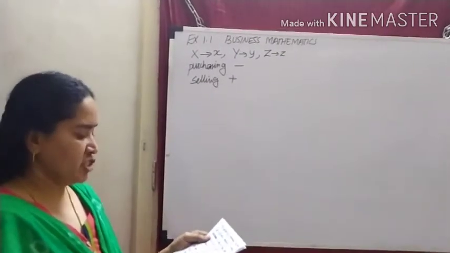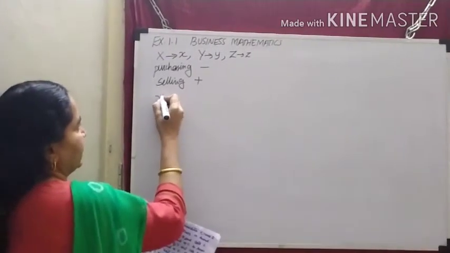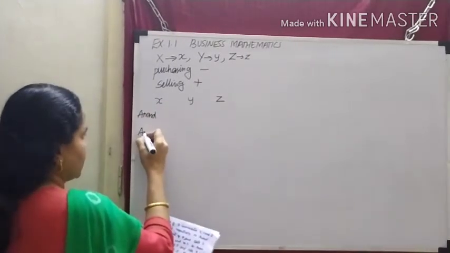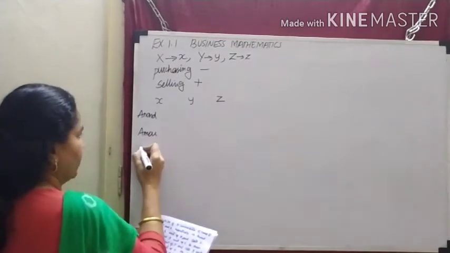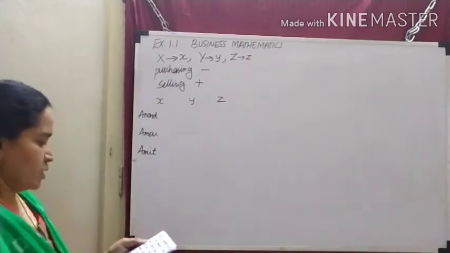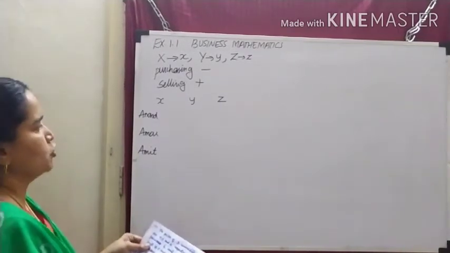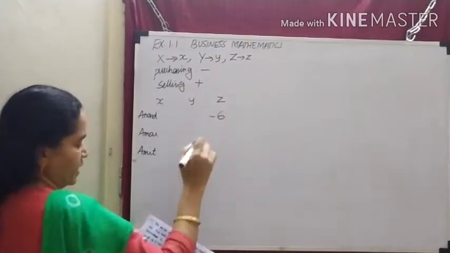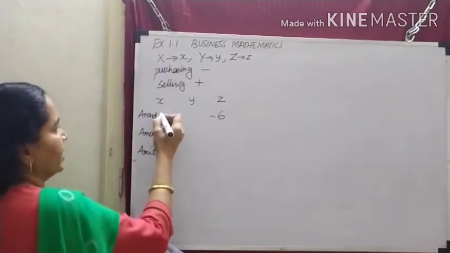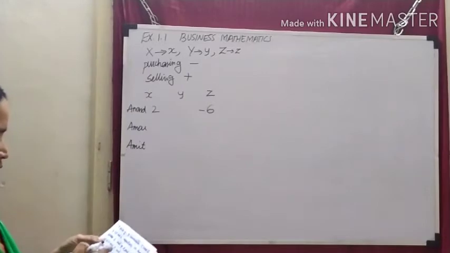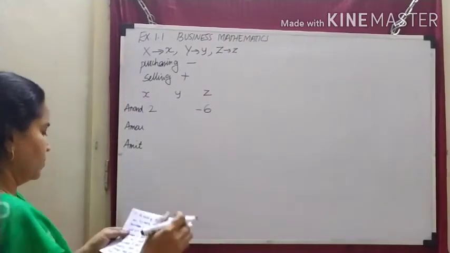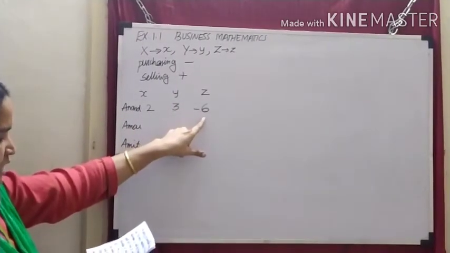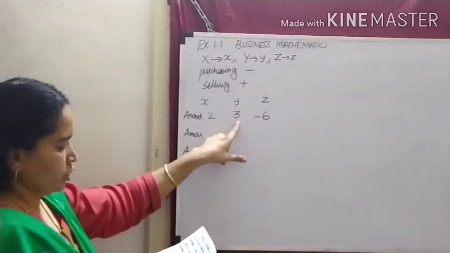So Anand purchases 6 units of Z. So let me write here X, Y, Z. The first person Anand is given, second person Amar is given, and the third person Amit is given. So Anand purchases 6 units of Z. So under Z I put 6. Purchasing means the symbol is minus. Sells 2 units of X. So selling means positive, so put 2. And 3 units of Y. So selling, so it is plus 3. So Anand purchases 6 units of Z, sells 2 units of X and 3 units of Y.